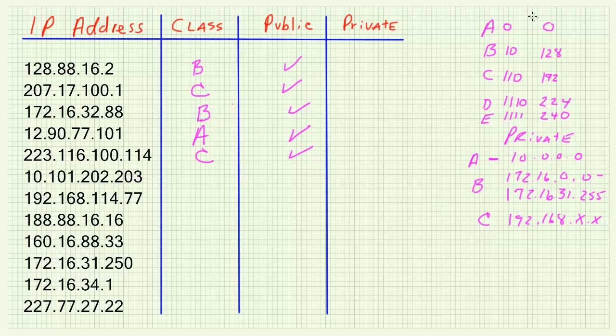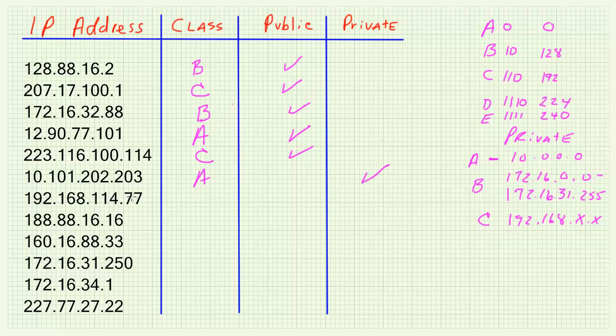10.101.202.203, Class A, B, or C? Well, we look over here, we can see that it's more than 0, less than 128, so this is going to be a Class A. And we're going to look down here and see that, okay, this is our first private, because it is a Class A, and the first octet is 10. So this is going to be a Class A private IP address.